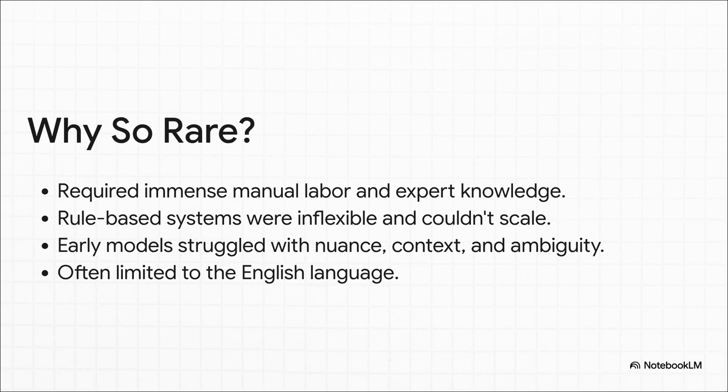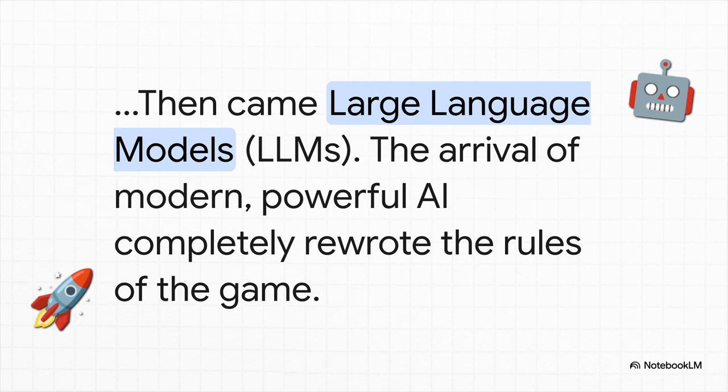And here's why. For starters, you needed experts to manually read through text and to find every single person, place, and relationship. The early automated systems were all rule-based, which means they were brittle. They just couldn't handle the messiness of human language. They choked on context and nuance, and they were almost always trained only on English, which left out most of the world's information. And then, everything changed.